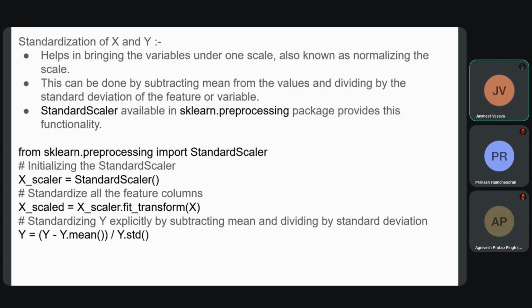The StandardScaler function of the scikit-learn preprocessing package provides this functionality, so we'll be using that. We first import that from scikit-learn, then initialize the X scaler, name it X scaler, and use StandardScaler. Then we use the X scaler's fit transform on X and name it X scaled. And for Y, we'll simply use Y minus the mean of Y divided by the standard deviation of it.